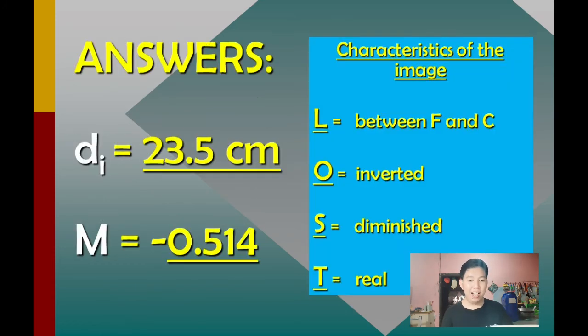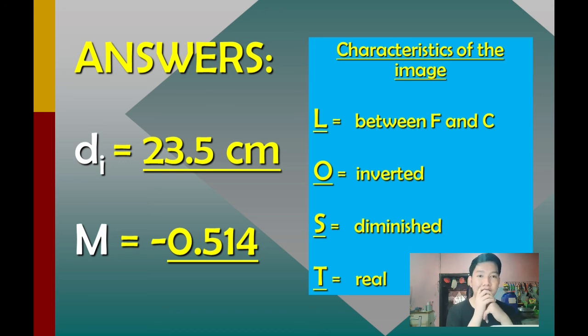So, let's go back to the answer that we had during our computation. The DI is 23.5 cm and the magnification is negative 0.514. So kung babalikan natin kanina yung sign convention natin for the DI, for the location, that is between F and C. Kasi ang F natin is around 15.2 at ang curvature natin is around 30.4. So, ang 23.5 ay nagpo-fall between 15.2 and 30.4. Therefore, the location of the image is between F and C.